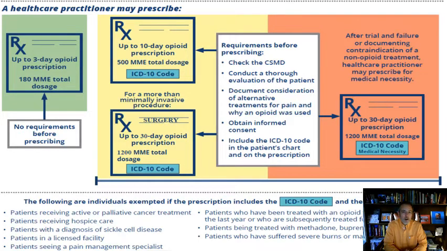You need to obtain informed consent. So you need to have the discussion about the potential risks of opioid therapy. And if it's a woman of childbearing age, you need to talk about the risks of neonatal abstinence syndrome and an unborn infant being born dependent to opioids if those are prescribed during a pregnancy. You also need to include the ICD-10 code in the patient's chart and on the prescription. So that's the yellow zone.